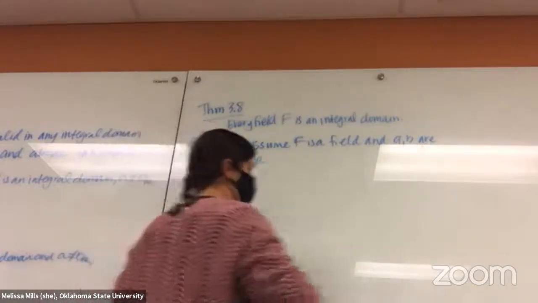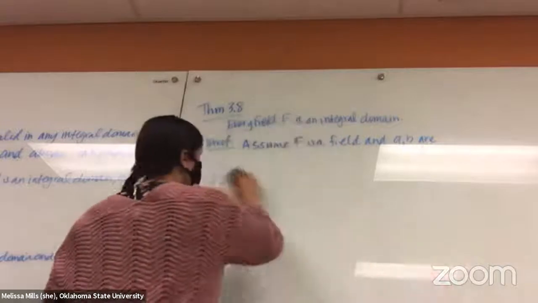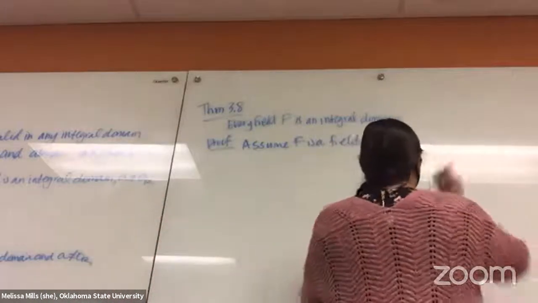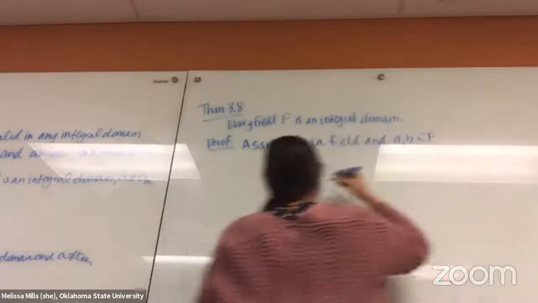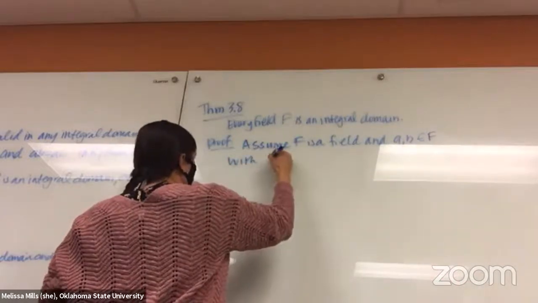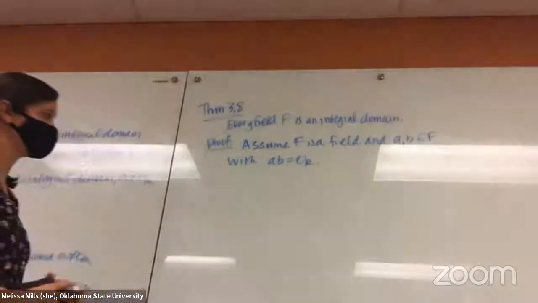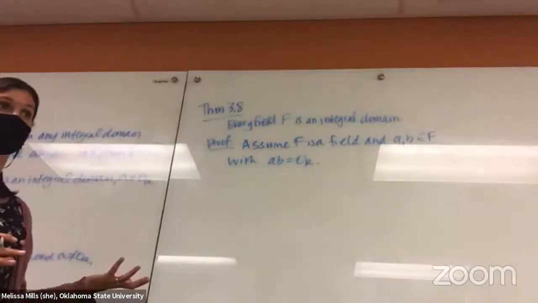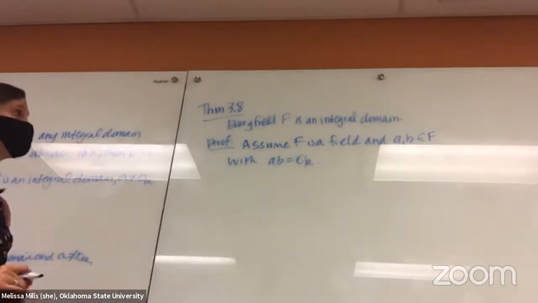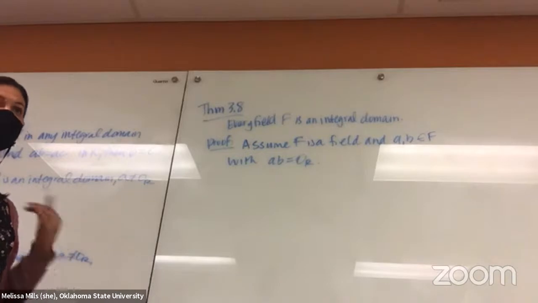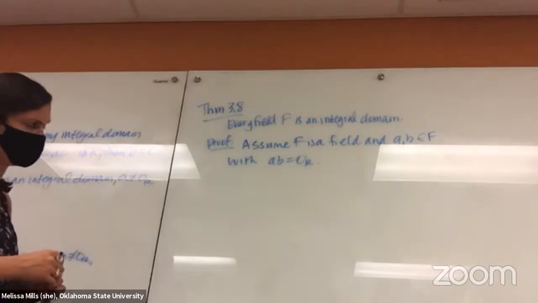Actually, maybe we don't need to make them non-zero. Maybe we just need to say A and B are elements of F with AB equals 0. And then we're going to show that one of them has to be 0. So how about we do it that way? Assuming they were non-zero, we'd get a contradiction, but I think we can just do it directly and it might be more clear.